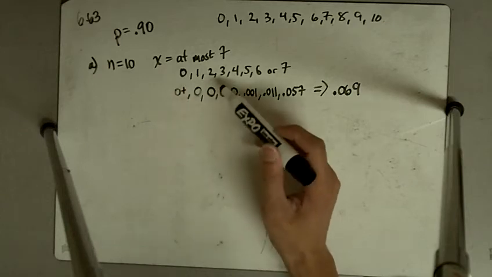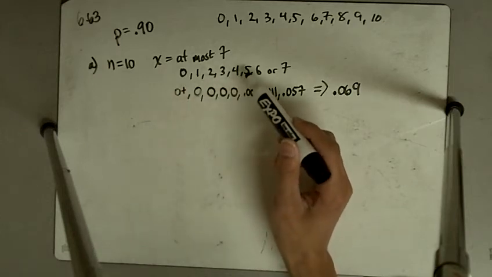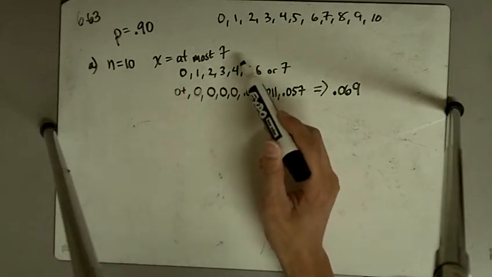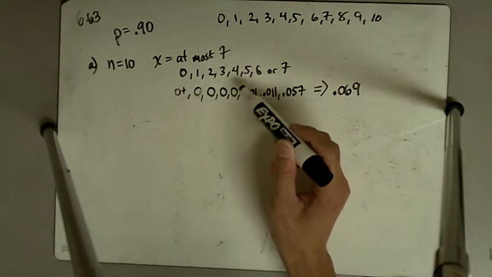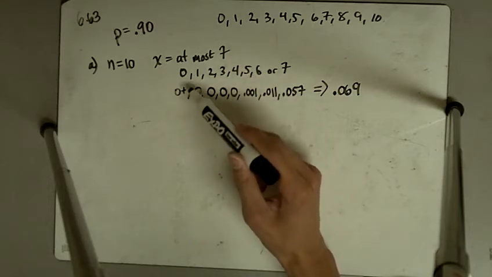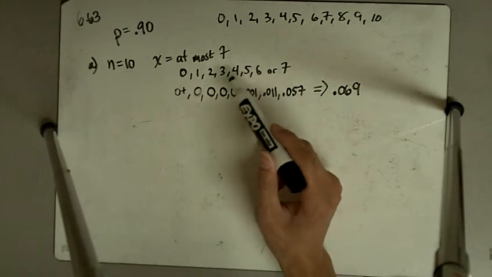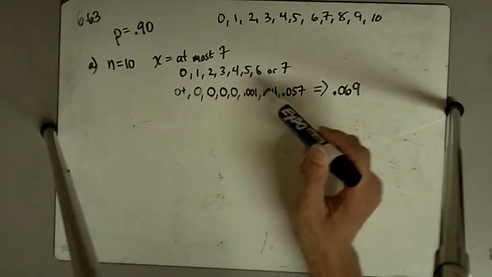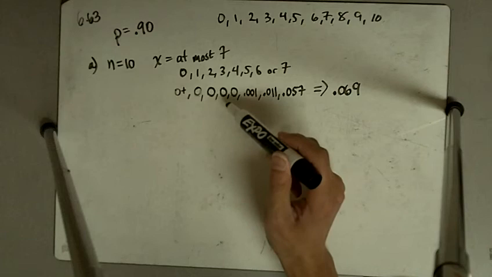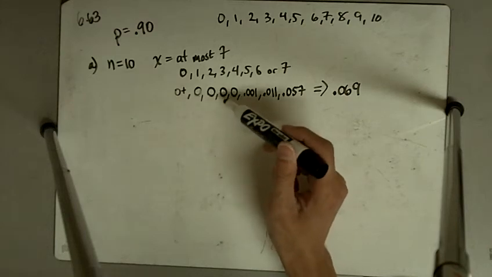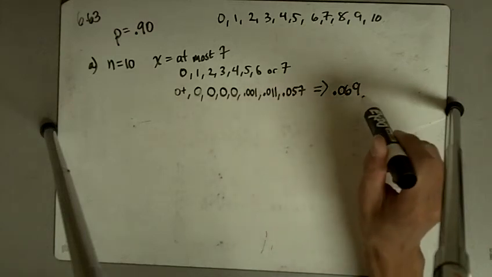And the probability, if 90% of people are finding jobs, and the probability where only 1 person or 0 people out of 10 people find a job, that probability is almost 0. And so the table shows that it's practically 0. And so you can add these up and you get 0.069.